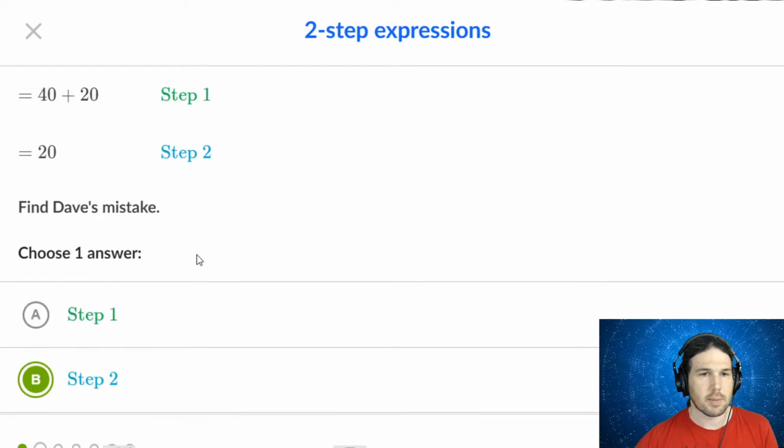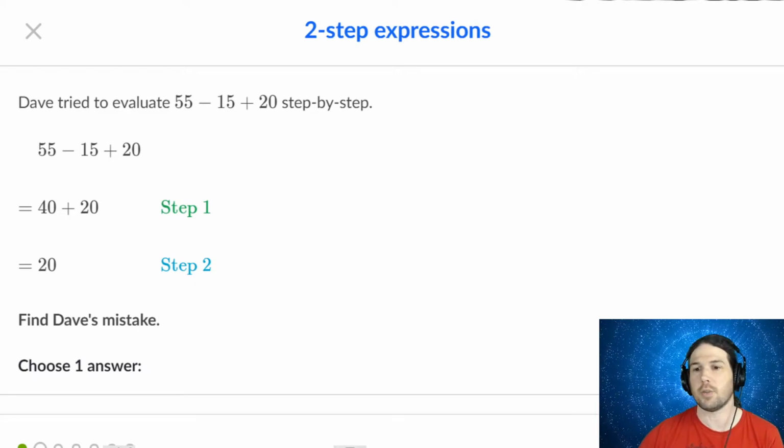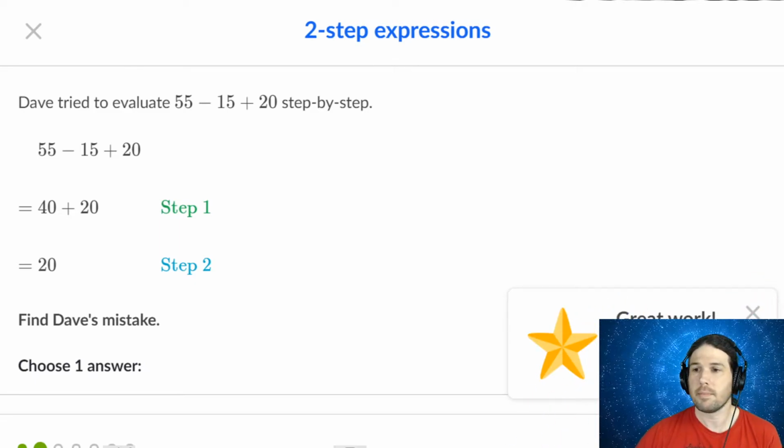So it looks like step 2 is the mistake. 40 plus 20 is 60, not 20. They subtracted instead of adding.